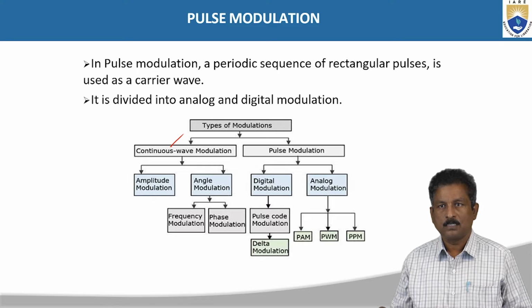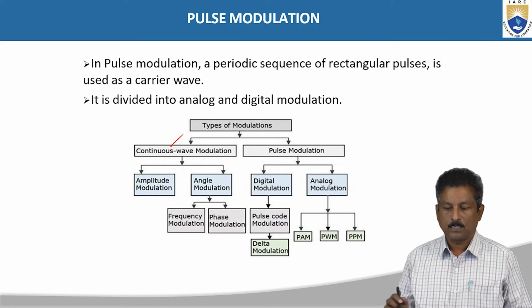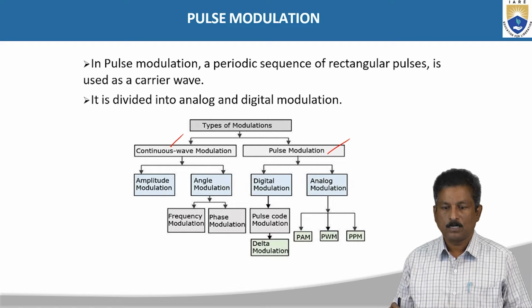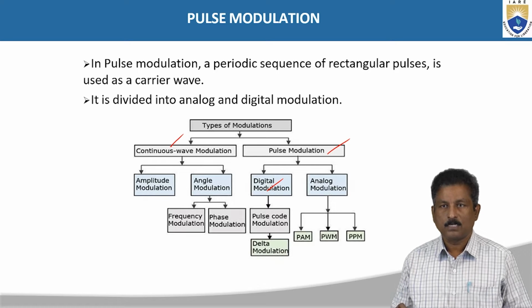Then coming to the pulse modulation techniques, which we are going to discuss now. In the previous class, we discussed one of the pulse modulation techniques, that is pulse amplitude modulation. Under pulse modulation techniques, we have two types: digital modulation and analog modulation.